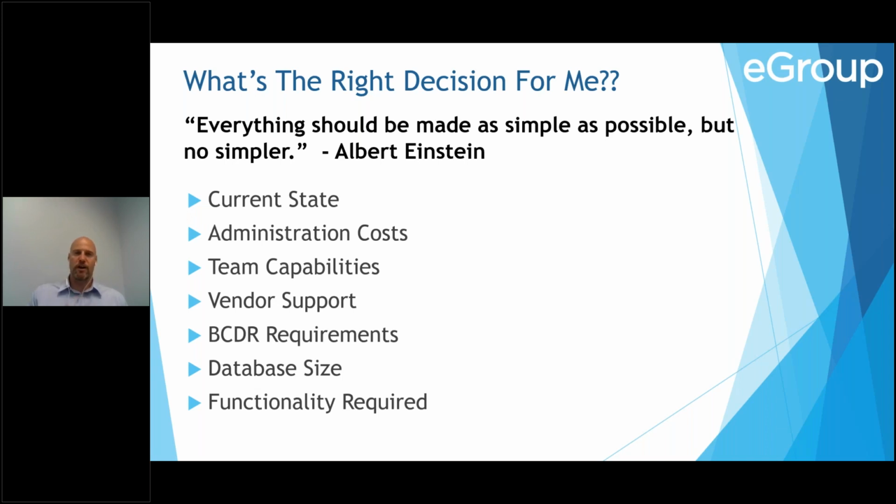There are some areas where we could even provide you flow charts of if this, then that type of decisions. But really, it would take a deeper dive to talk about your current state, your administration costs, what it costs you to take care of all those levels, and your team's capabilities. Is there vendor support for some of these newer versions? What you'd like to do, what you have in place around BCDR, your sizes and the functionality required. Each one of those things could lead us down a path.